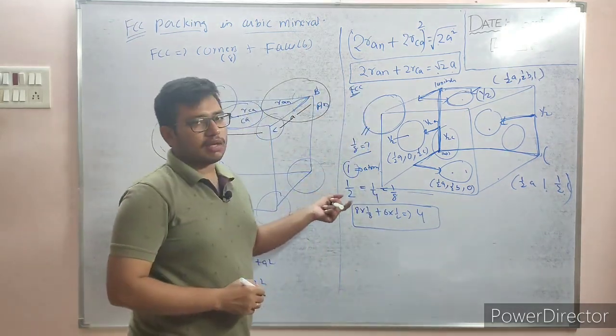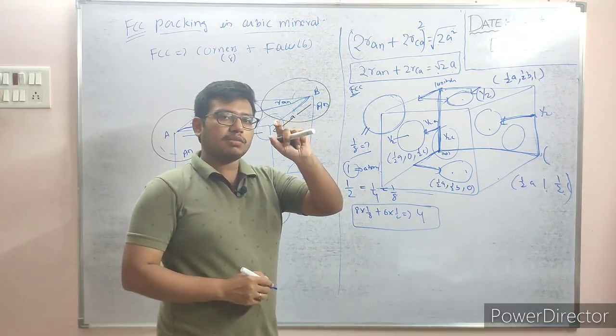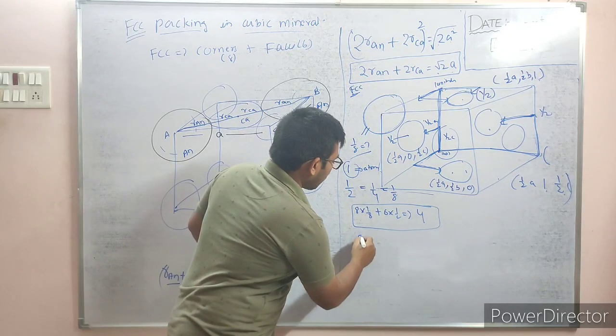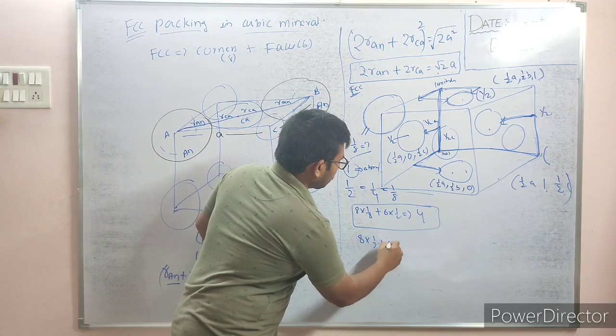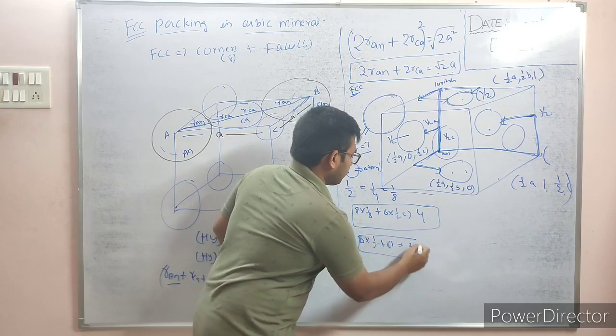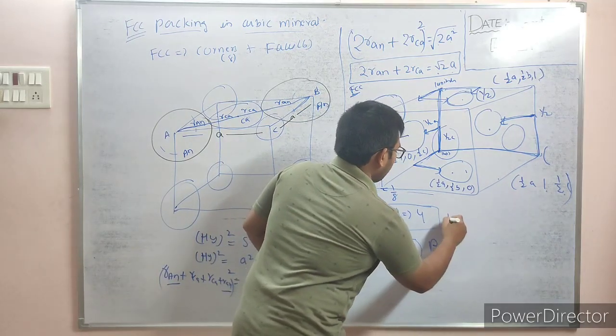Okay, in BCC also it is the same. In BCC, the internal sphere is present, so there is no cutting on it. So it is simply written as 8 into 1/8 plus 1 atom. You can simply write 2 in BCC. In FCC.